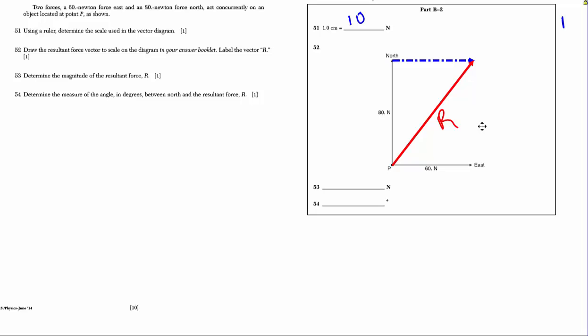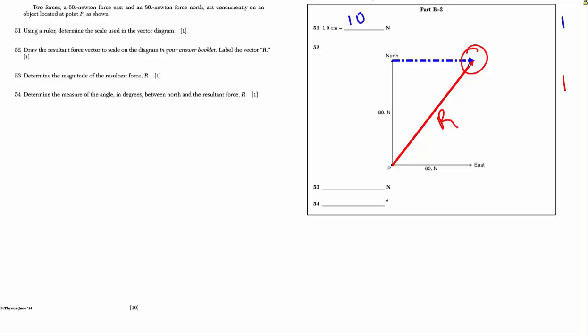This one was worth 1 point. Again, you were allowed a little bit of leeway because you were using measuring tools, so you get a plus or minus in here. You did get credit if it's labeled, but you did not get credit if you're missing the arrowhead because that doesn't give you your directional information. So make sure that arrowhead is there.